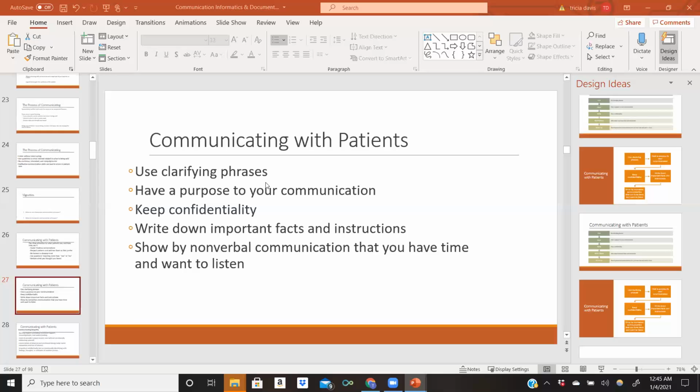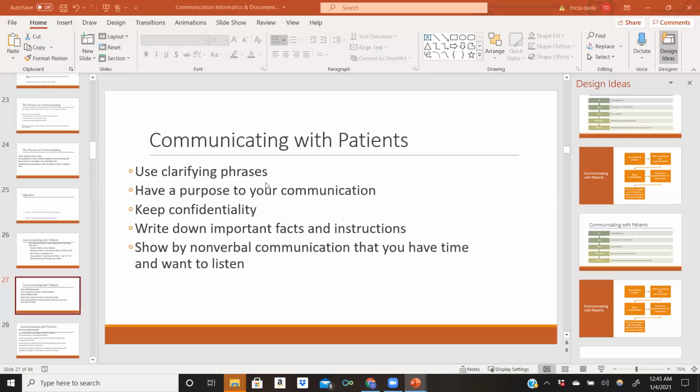You want to show by nonverbal communication that you have time and you want to listen. So how can we show our patient, not using any words, that we have time for them and we want to listen? A good example is what I told you earlier. When you come in the room, you stand at the patient's bedside and you just be present and you just talk to them and you make eye contact with them and you smile at them.